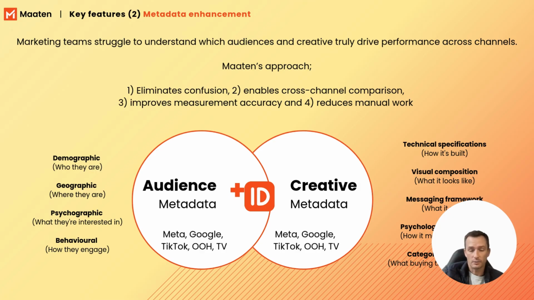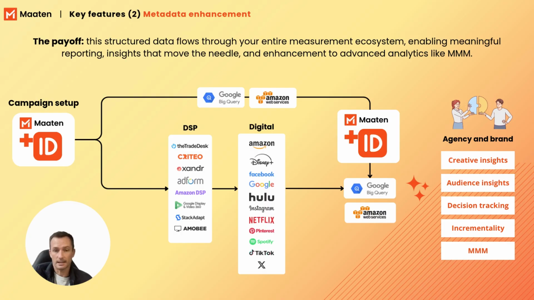So our ID is really what makes Maaten so powerful. It covers over 50 metadata points, from demographic and geographic data to psychological positioning to your category entry points, all really important stuff to understand. And then the structured data doesn't just sit in isolation, right? It flows through your entire measurement ecosystem. So if you have your own marketing mix models, attribution, measurement, incrementality, any advanced analytics, you're able to now provide clean input data that helps your sophisticated tools actually work properly downstream.